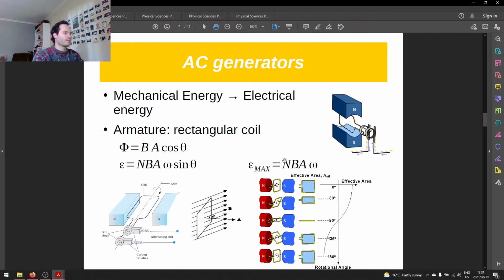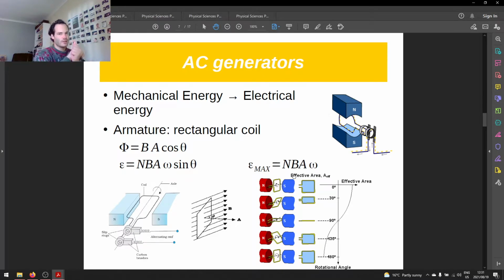We can see here my maximum EMF is given by the equation NBAω. What this means is I can ask you, or we can ask you in the test or exam, how do you increase the amount of EMF of a generator? And there's 4 things you can do.